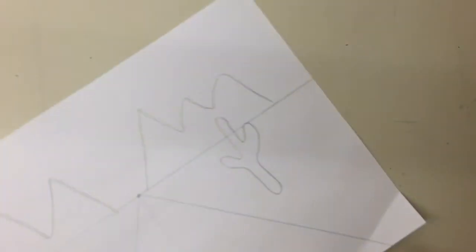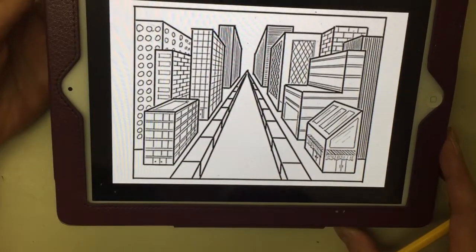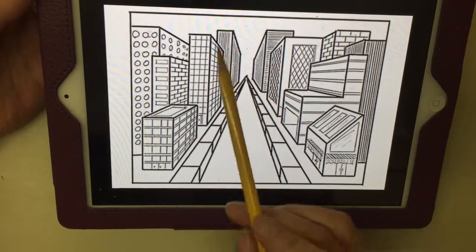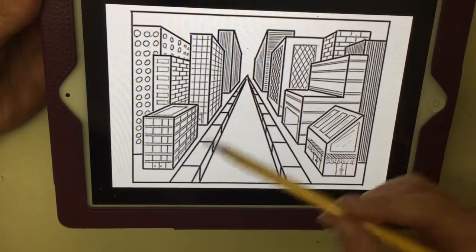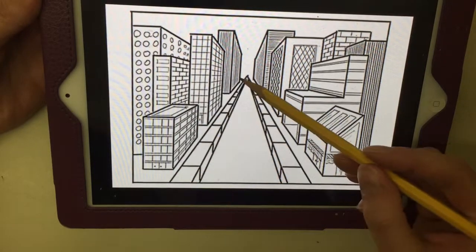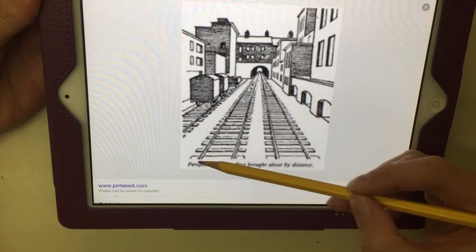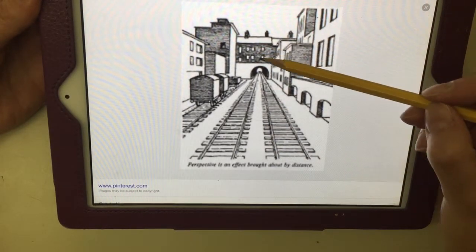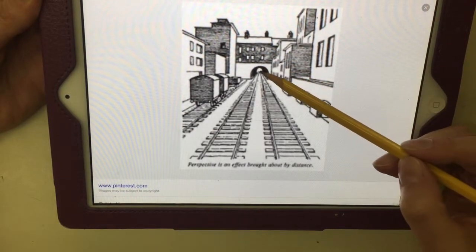As we saw before, this is probably the one you remember. Here's a city, and as you can see, everything's vanishing to one point. All these lines, if they were to continue forever, would meet up with that one point. Here's another one. Train tracks are very popular in one-point perspective. Everything is meeting up, even the lines up here on top of the buildings. They're all meeting up with that vanishing point, which is right about here.